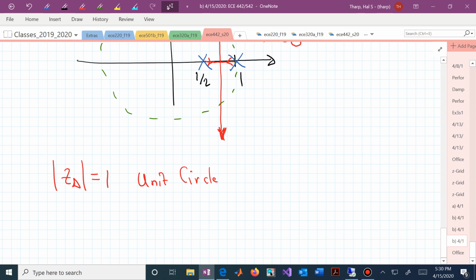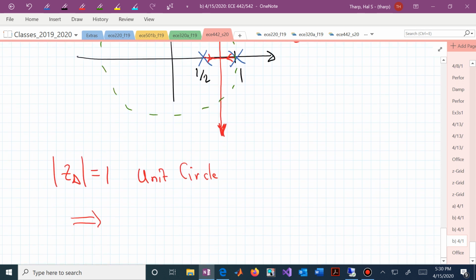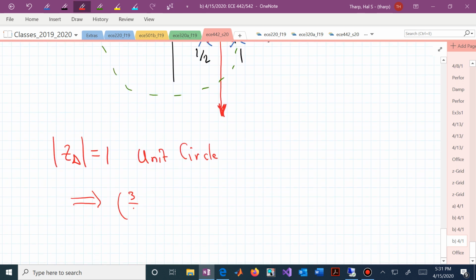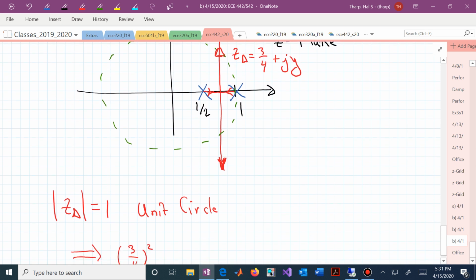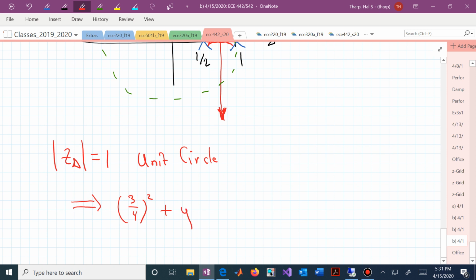If that's the case, we now know that we can say that since z delta is equal to 1, that now says that the real part of that z delta location, 3/4 squared, plus the vertical distance, y squared, is equal to 1 squared. We can now use that to solve for y.